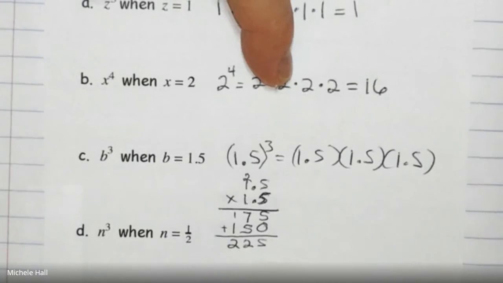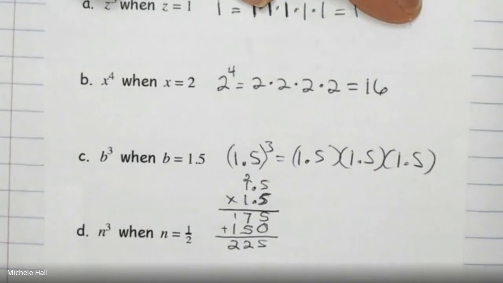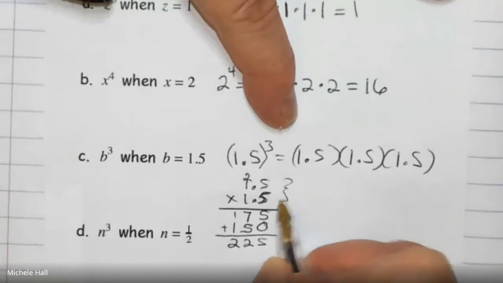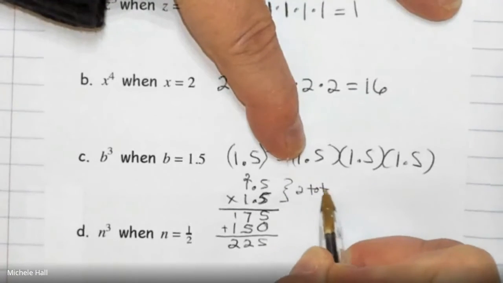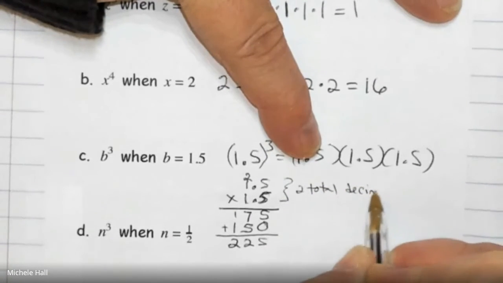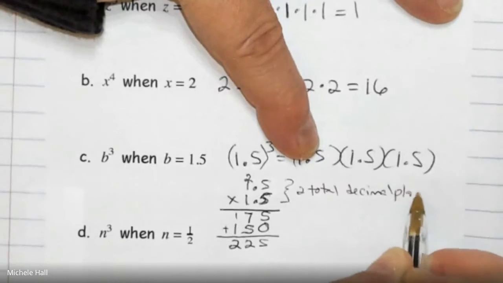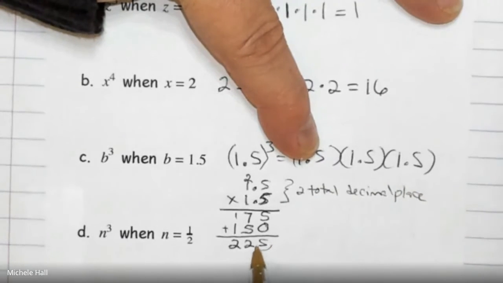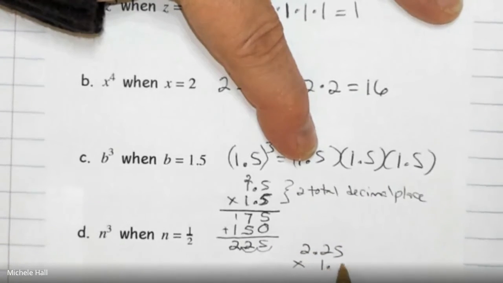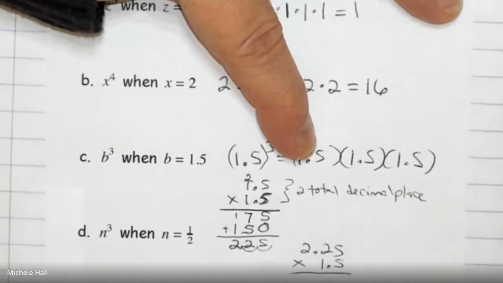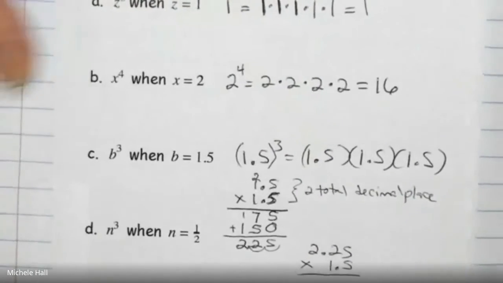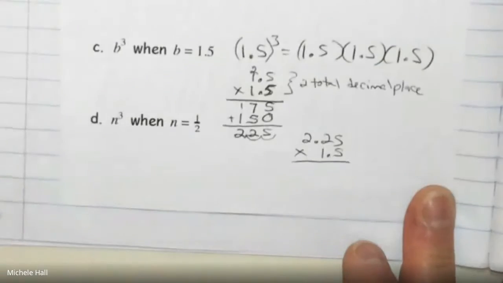Now I just need to figure out where to put my decimal. How many decimal places total? 2 total decimal places. And so I come down here and go 1, 2. We have 2.25 times one more, 1.5. Notice how my decimal is not lined up this time. You're not lining up decimals. You're lining up your numbers.